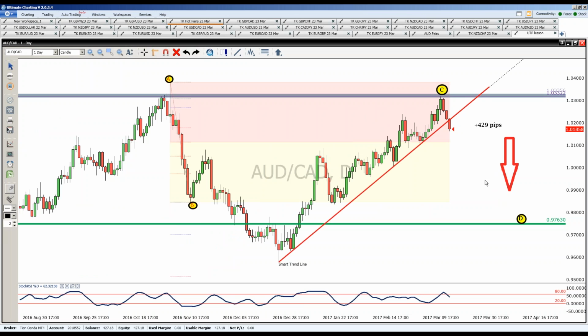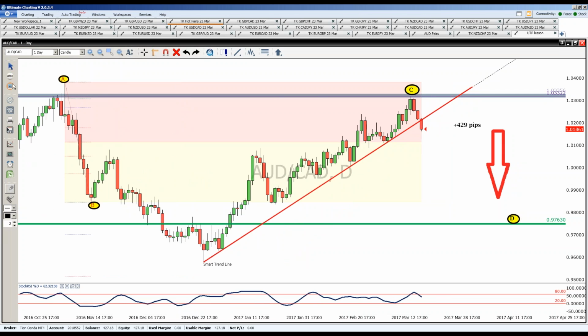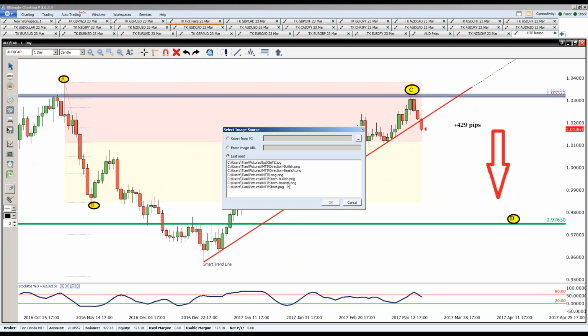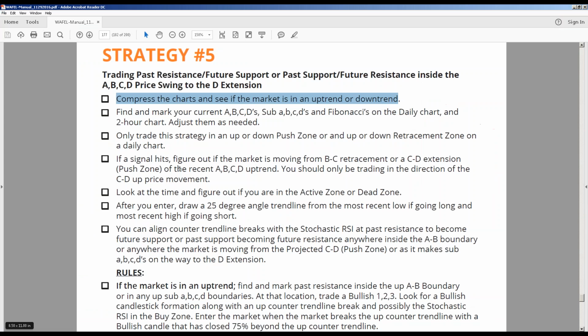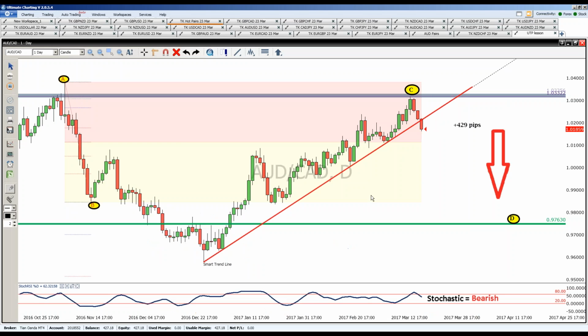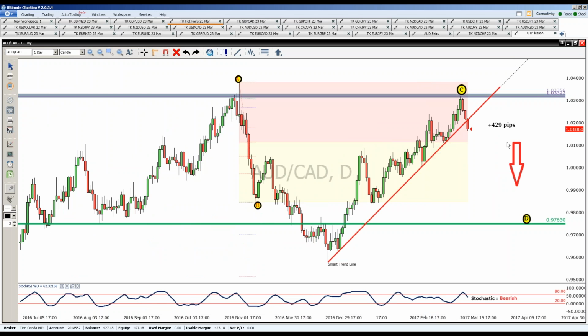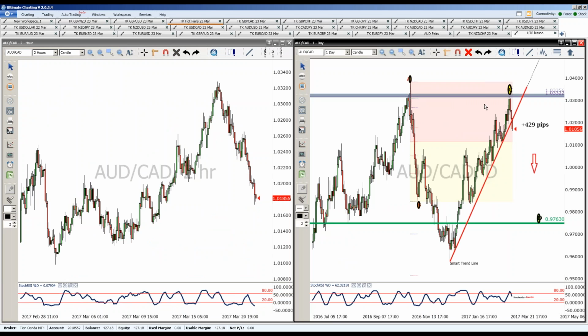Right, so that's great. Now we're heading down for the next 429 pips. As a matter of fact, I can see that the daily stochastic is also bearish, so everything is pointing to the downside here. That means I need to go and look for a sell on the 2-hour chart, and that's what the manual says. The manual says mark your fibs on the daily and the 2-hour. I've just marked my fibs on the daily, and now I'm going to mark them on the 2-hour.